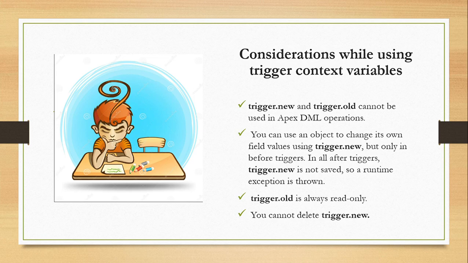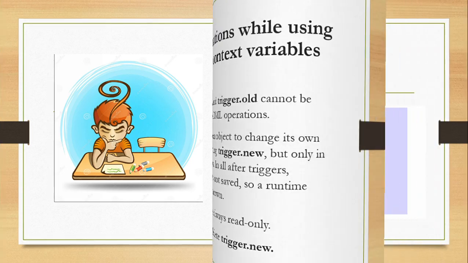You can use an object to change its own field values using Trigger.new, but only in before triggers. In after triggers, Trigger.new is not saved, so a runtime exception is thrown. Trigger.old is always read-only. You cannot delete a Trigger.new.